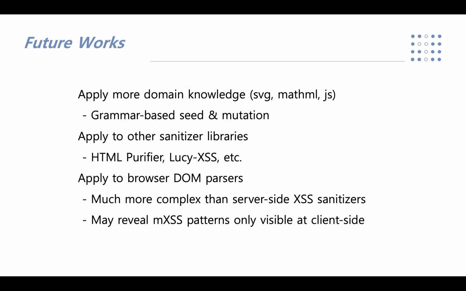The future works that could be studied are as follows. First, we could apply more domain knowledge of scalable vector graphics, MathML, and JavaScript syntax. We could use grammar-based seed amputation as Tomato does while generating test cases. Also, we could apply this to other sanitizer libraries such as HTML Purifier and Lucy XSS.